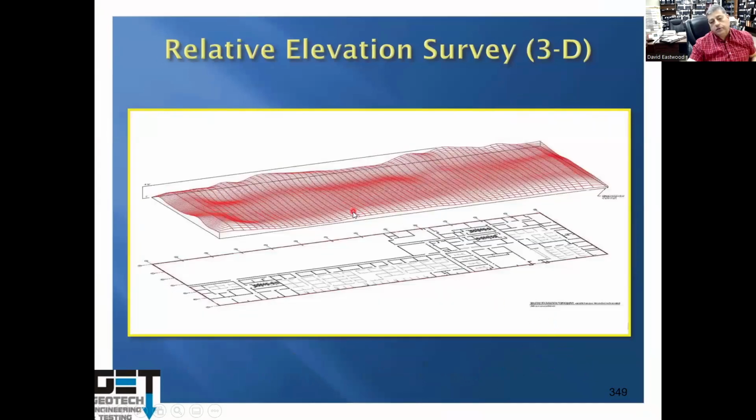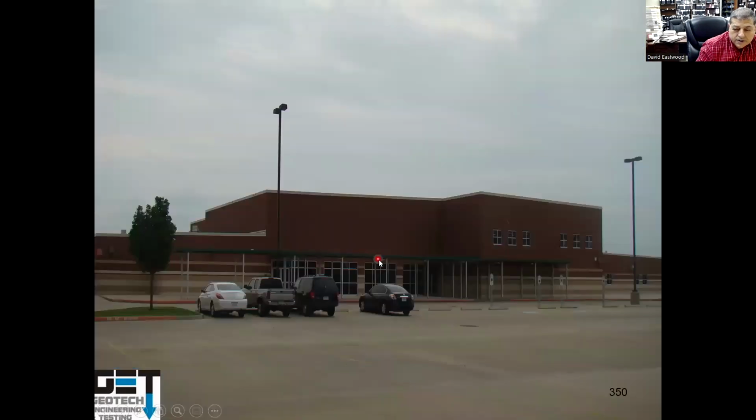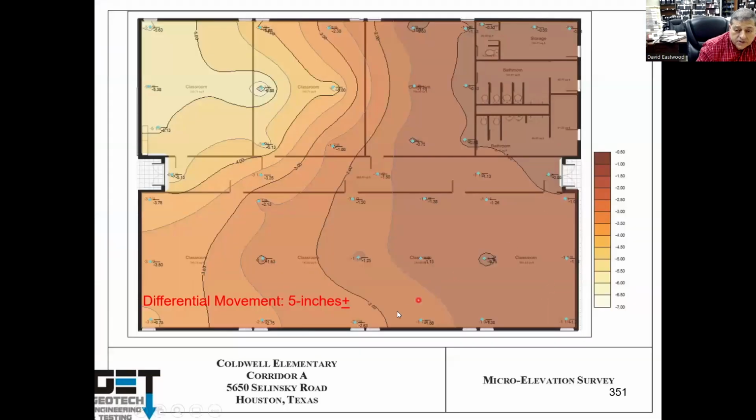If you do a three-dimensional plot of slab elevations, that's what the slab looks like. This is an HISD school project near the Pearland area on South Houston. You can see about 5 inches of movement, from minus 5.38 to minus 0.3, almost 5 inches of out of levelness across this thing.